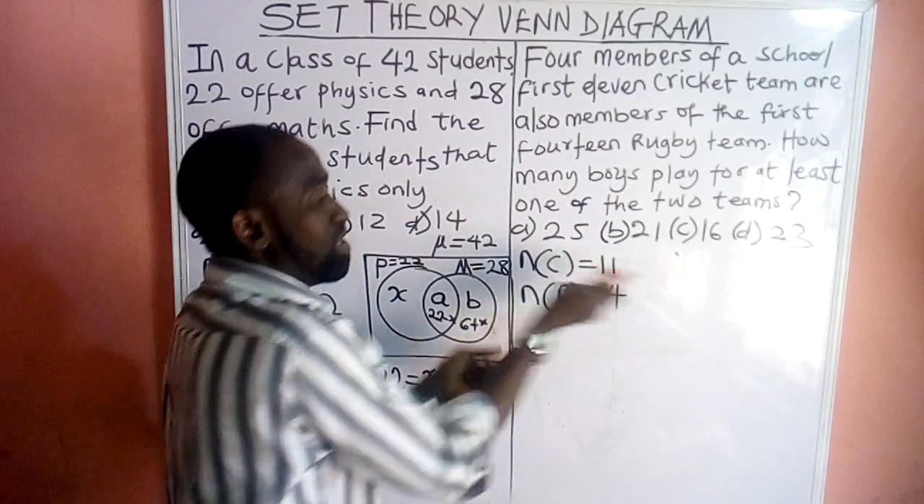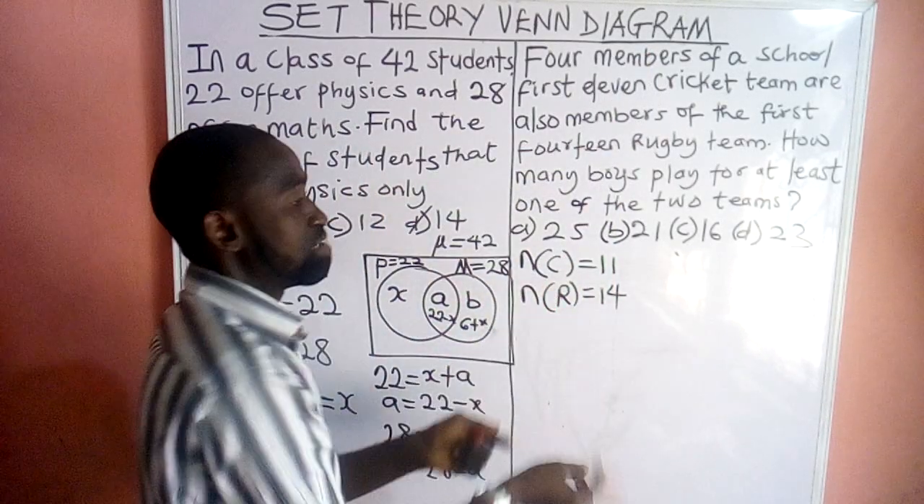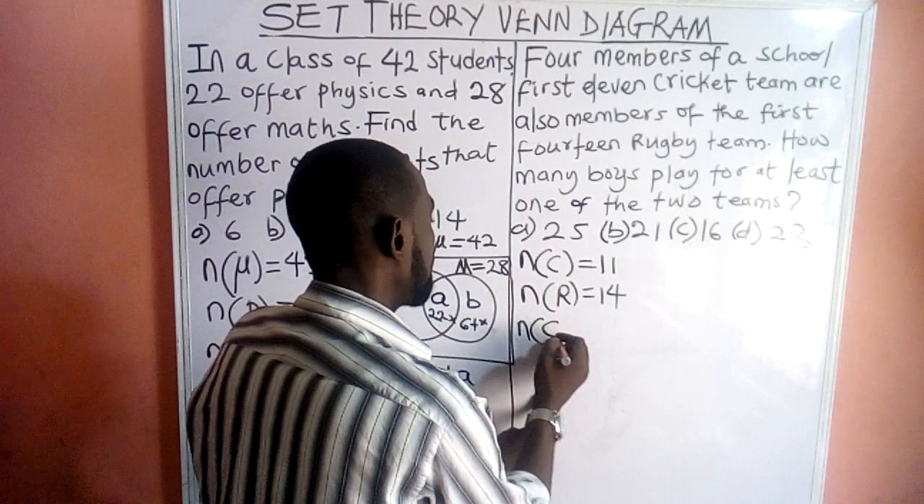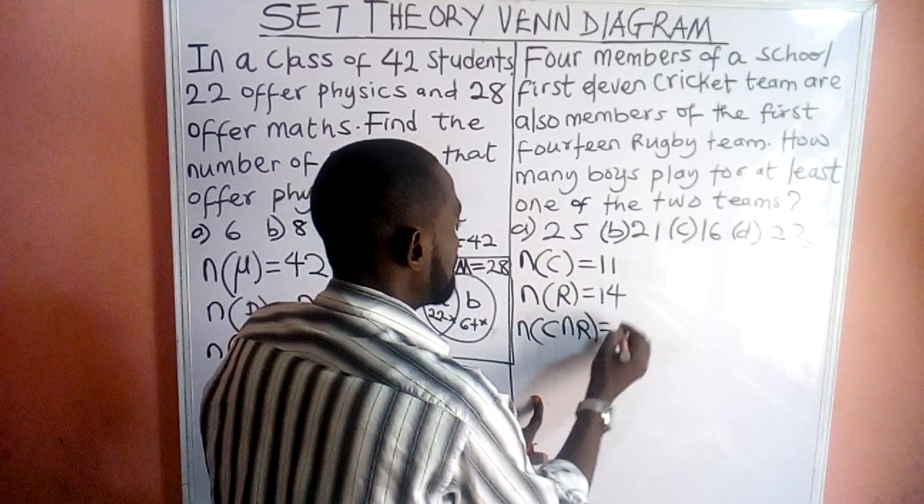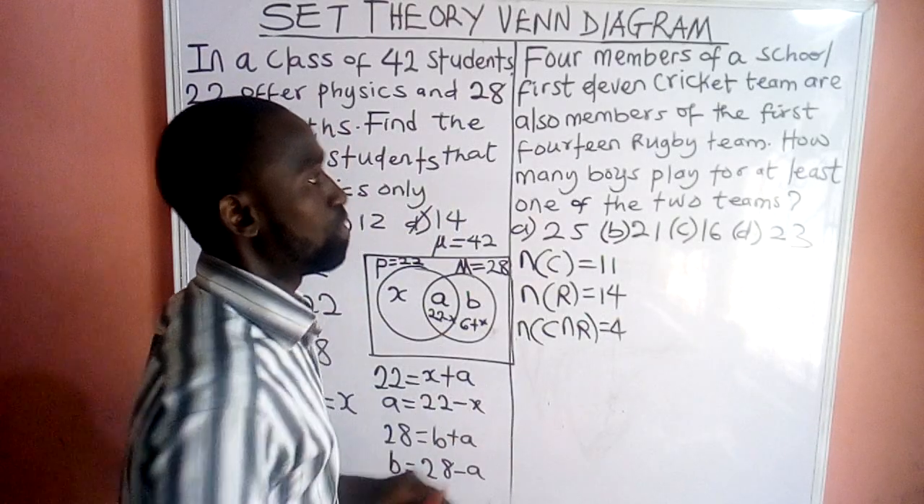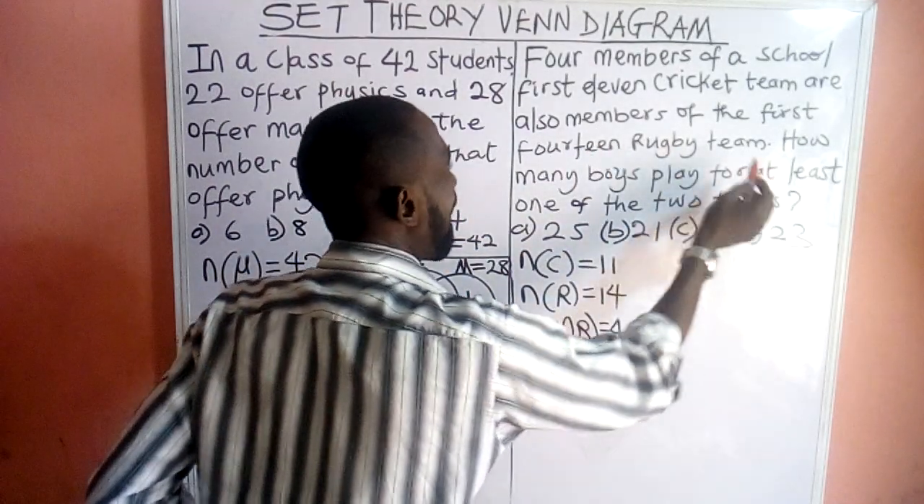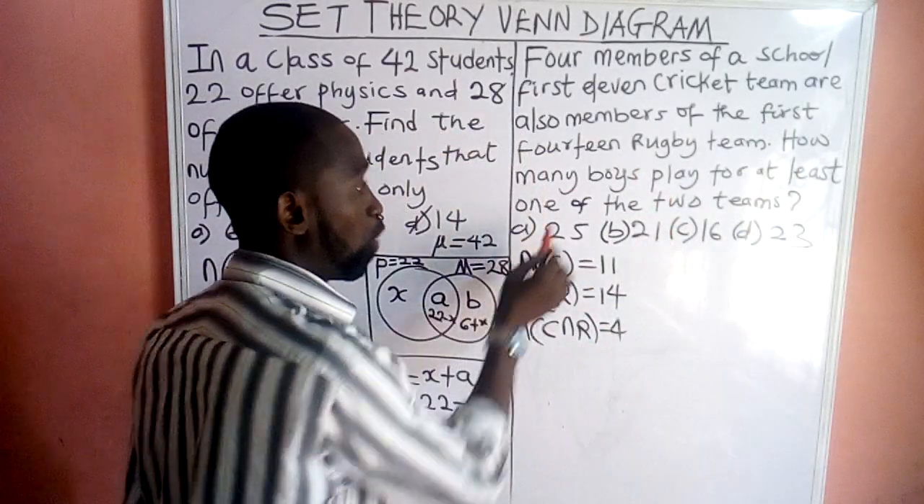We can find 4 of them inside this cricket team who are also members of this rugby team. So which implies if I want to use set notation, the number of cricket intersection rugby will give us 4. Do you understand that? So now it says, how many boys play for at least, minimum should be one of the what now?